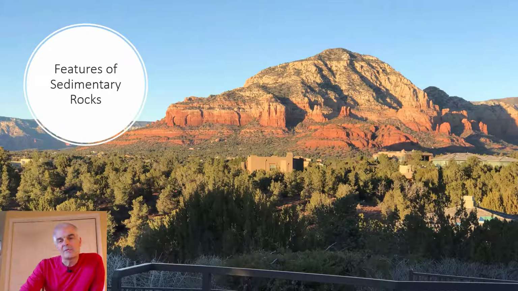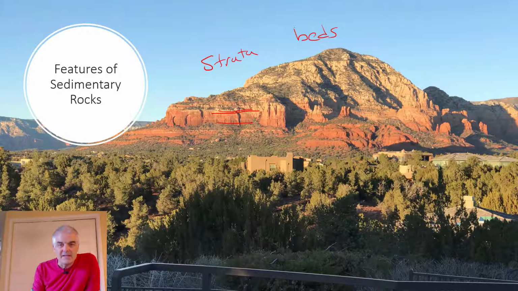So let's talk about some of the features of sedimentary rocks. Probably the most important feature is what we're seeing in this image, again, from Sedona. This is from the balcony at our place in Sedona. Yeah, I took that picture. It's cool, isn't it? Do you notice that there are layers? You see there's a layer here and a layer here, and the fancy word, they call that strata, or sometimes beds. There are different beds that are laid down.